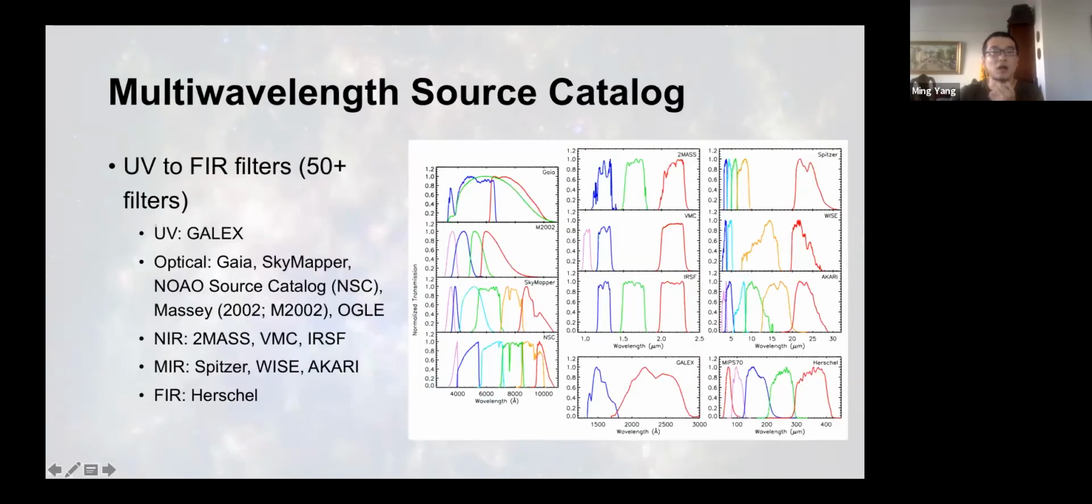And after having this fundamental source catalog, we also retrieved multi-wavelength data. Here we have more than 50 different filters ranging from the UV to far infrared. So in principle, it's like we have a low resolution spectrum.